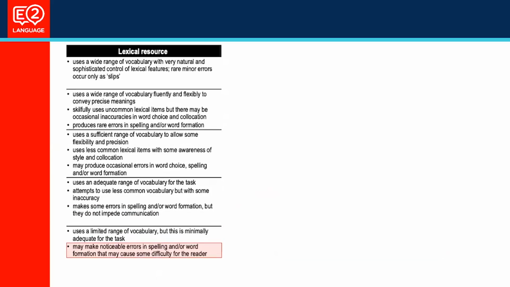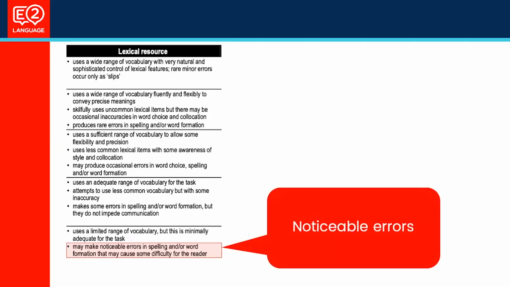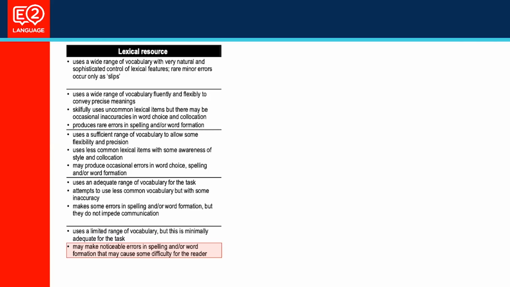Zip over here to lexical resource or vocabulary. Down here at band 5, it mentions noticeable errors. Noticeable errors in spelling and/or word formation. Now, the intro that we saw before didn't have heaps of spelling errors, but it had quite a few, and throughout the essay, too many spelling errors, too many wrong word choices can cause you to score band 5.